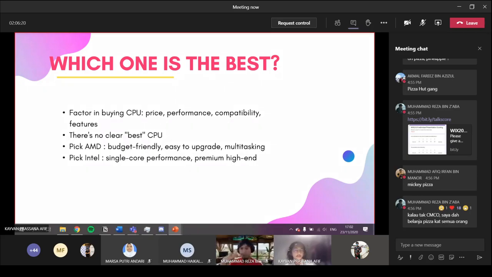It depends on you. If you prefer something budget-friendly, easy to upgrade later, and that also works great in multitasking, you can choose AMD. But if you're looking for single-core performance that is great for gaming, and also you're looking for a premium high-end processor, you can choose Intel. I think that's for my talk. Thank you.